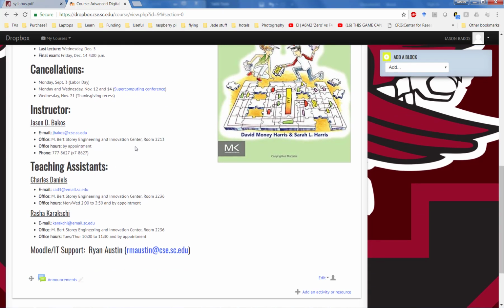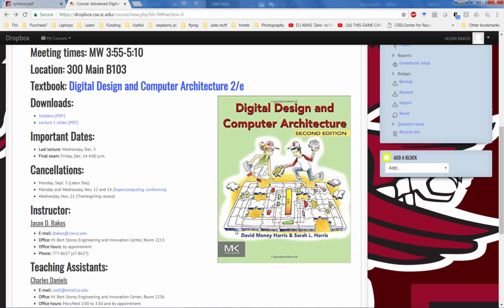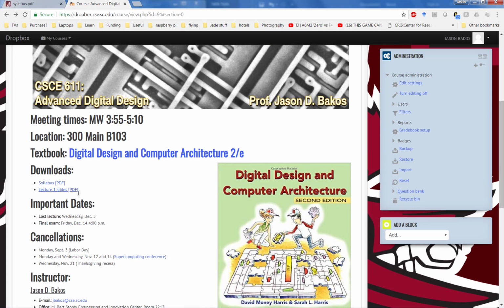Important dates, cancellations, and the contact information for myself and my 2 teaching assistants, as well as Ryan Austin, our IT director. Any announcements will appear below Ryan's contact information there, as well as links to quizzes as they are assigned. I will also be posting additional downloads as the semester rolls on, notably lecture slides.